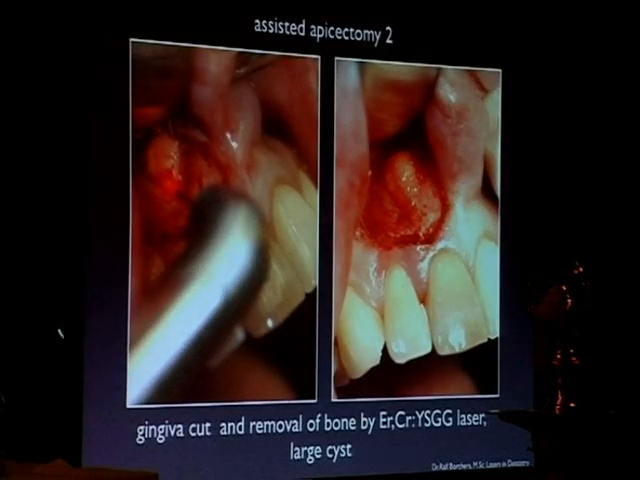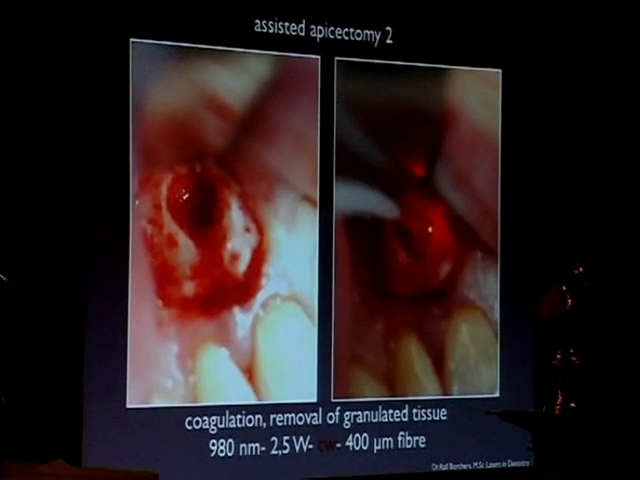Second case, we begin with an erbium laser. You can see a very large cyst, and after removal of it, it's bleeding a lot. So we do a little bit of coagulation with the diode laser.